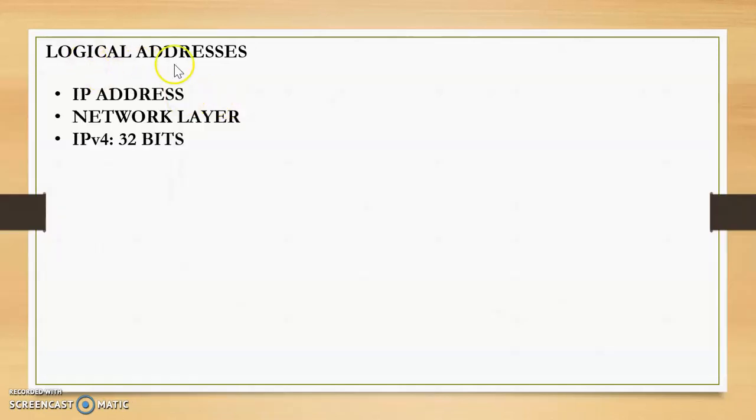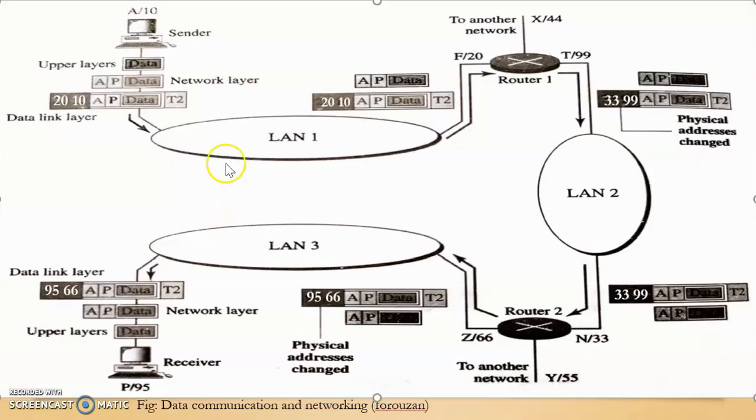Next, let us discuss logical address. The logical address is also known as the IP address, and the IP address will be attached at the network layer. For example, IPv4 is of 32 bits. So let us see how IP addresses are attached with the help of an example. Now consider there are 3 LANs connected using 2 routers, and each device will have an IP address and a MAC address for each connection.